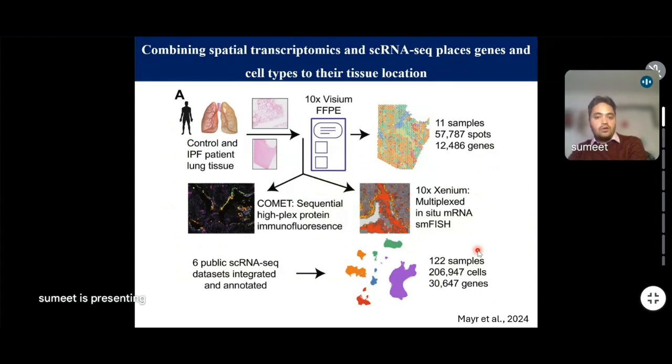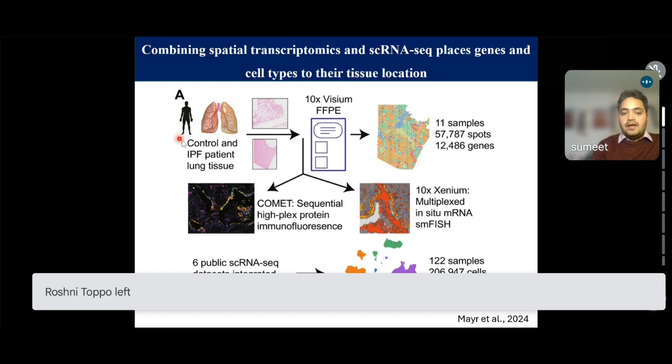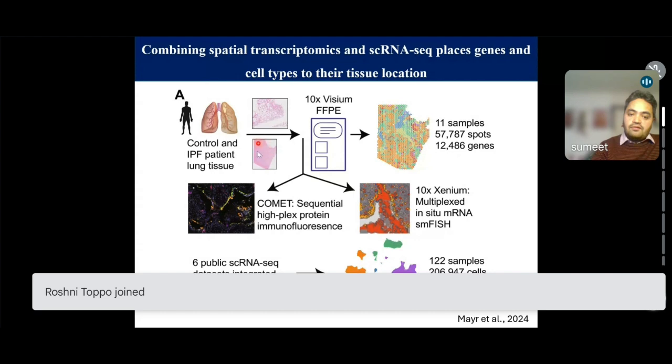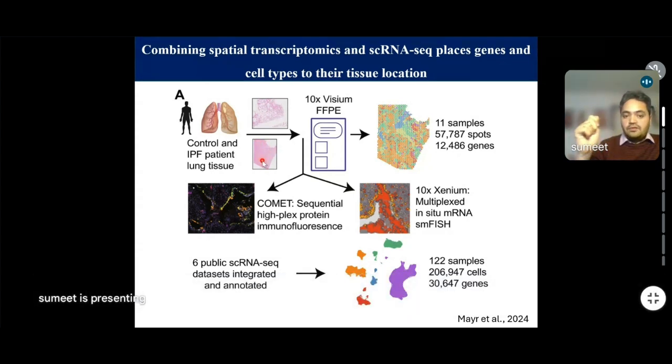So this figure is just a quick overview of the study. What you can see here is that in this study, people have taken control samples and IPF patient lung tissue. This is actual lung tissue, a small biopsy or small piece of tissue taken from the lung of control and IPF patients. In the image, you have a nice tissue which looks really good, and then you have the IPF on the other side. You can do an H&E staining, which is a histopathological staining done routinely in the clinic.